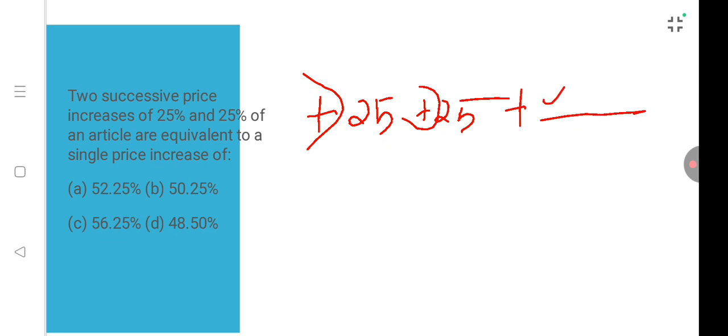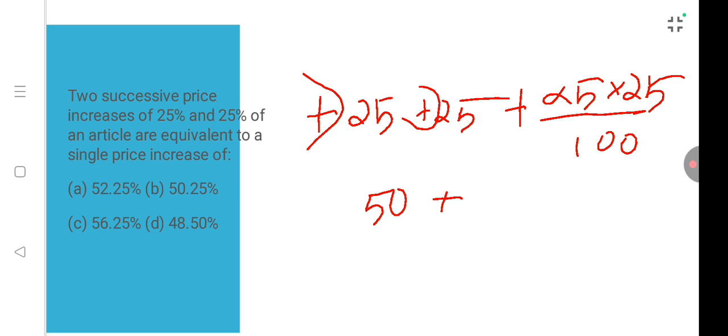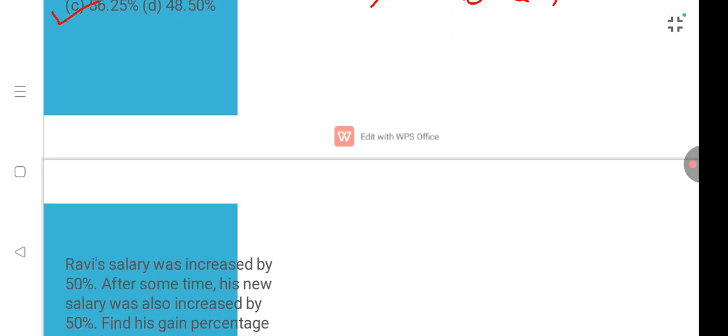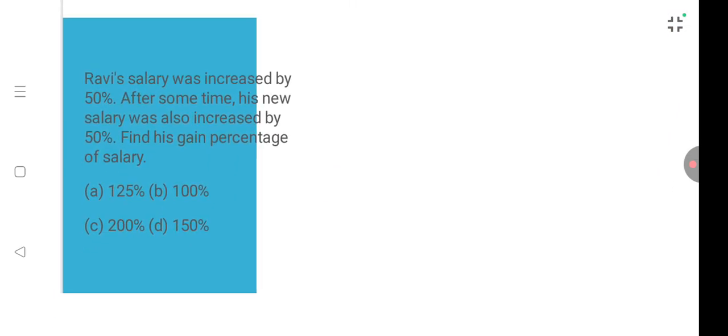Here both percentages are increases. So we have plus 25, another plus 25. What should we do now? Plus into plus, plus. So plus 25 into 25 by 100. So 25 plus 25, 50, plus 625 by 100, 6.25. So totally 56.25 percentage is the net percentage increase. So let's go to the next sum.